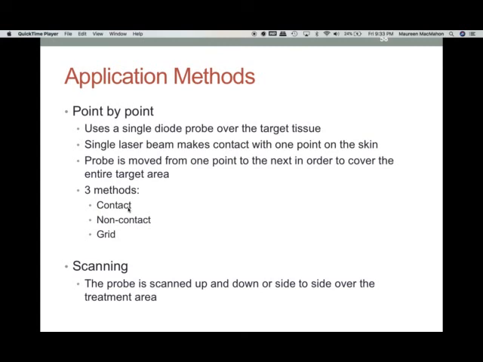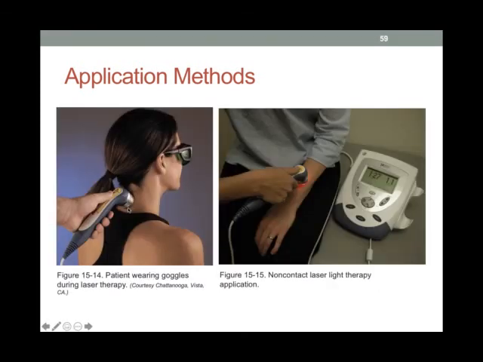There are probes that do automatic scanning, and in this case the probe is scanned up and down or side to side over the treatment area, and the dose is being delivered while the scanning is happening. Okay, so with point by point, you're manually going to different points on your own, whereas with scanning, and often it's a cluster probe, the probe will be scanning up and down and side to side over the treatment area, often automatically.